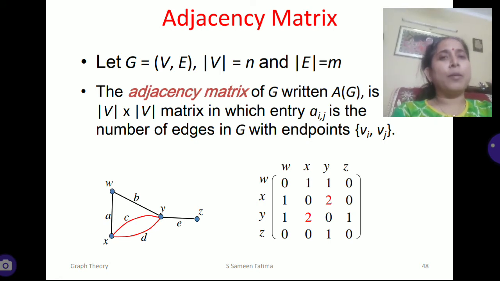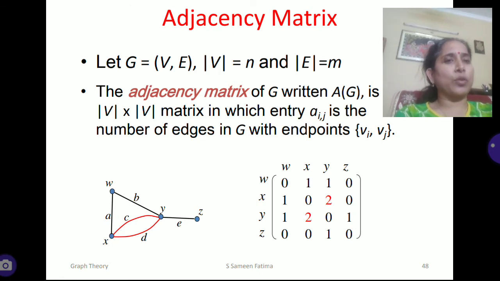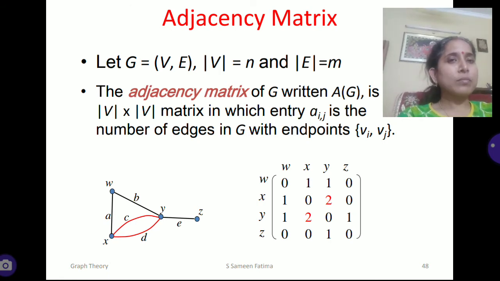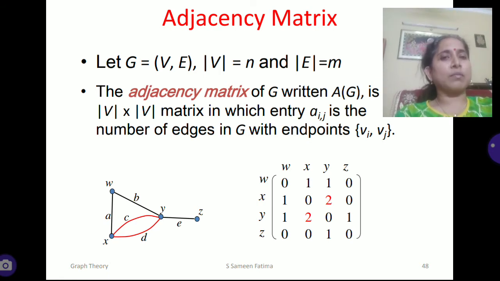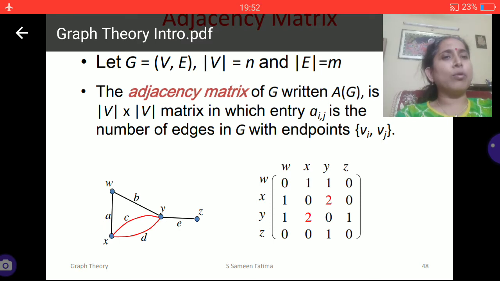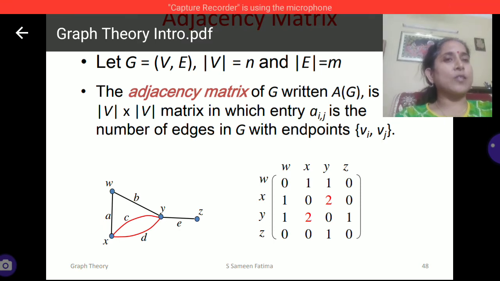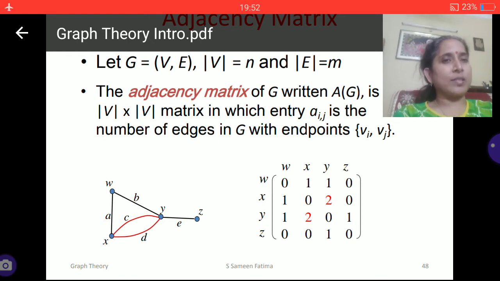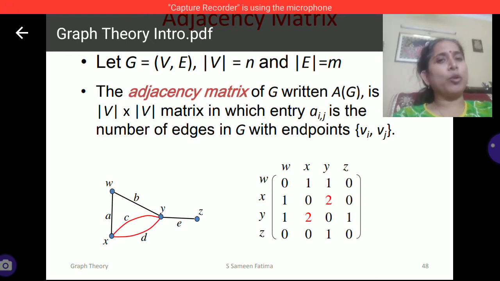We start: from W to W there is no edge. There is no edge which is connecting W to W. So it is marked as 0, and that applies for X, Y, Z also. You can see in the primary diagonal, W W, X X, Y Y and Z Z are all marked 0. Next we can see there is an edge from W to X named a. So on the W axis and the X axis, there we marked 1. 1 means there is 1 edge which is connecting W to X.